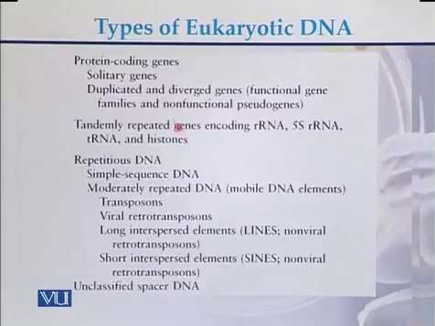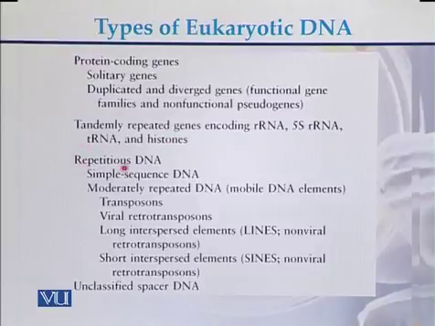In case of eukaryotic DNA types, DNA can be protein coding genes, it can be tandem repeated genes, it can be repeated DNA, and it can be unclassified spacer DNA. Protein coding genes can be solitary genes, meaning single genes. They can be duplicated and diverse genes. In case of tandemly repeated genes, they encode ribosomal RNA, 5S RNA, transfer RNA, and histones.